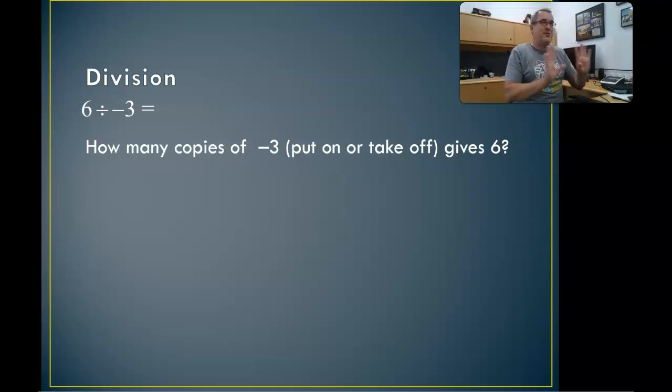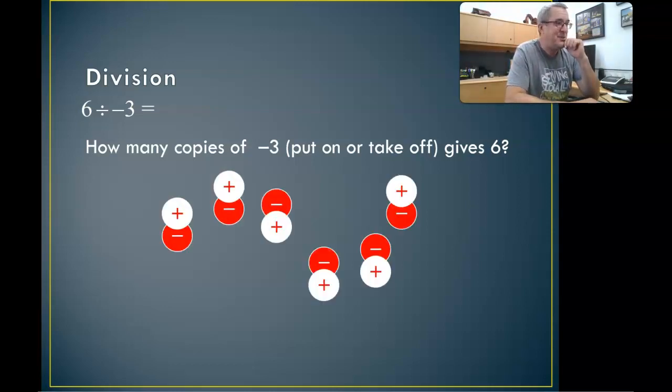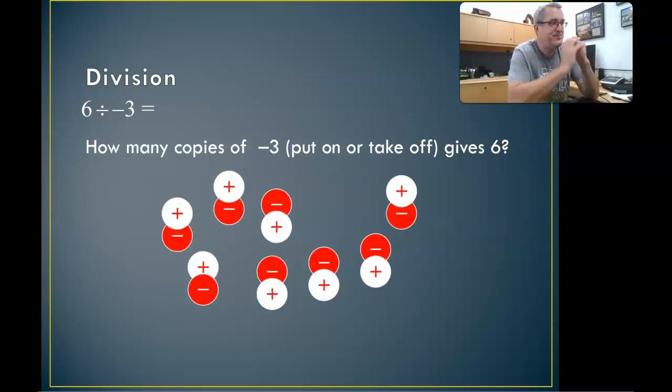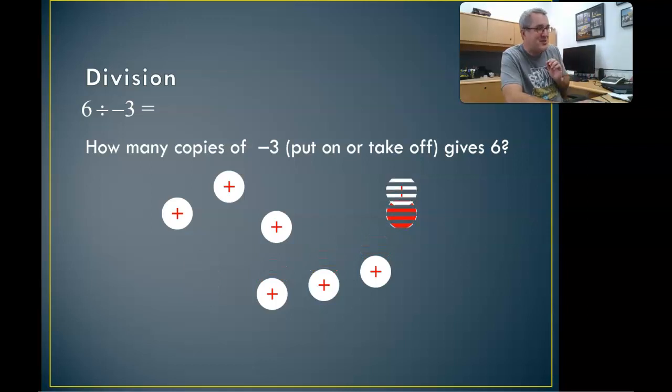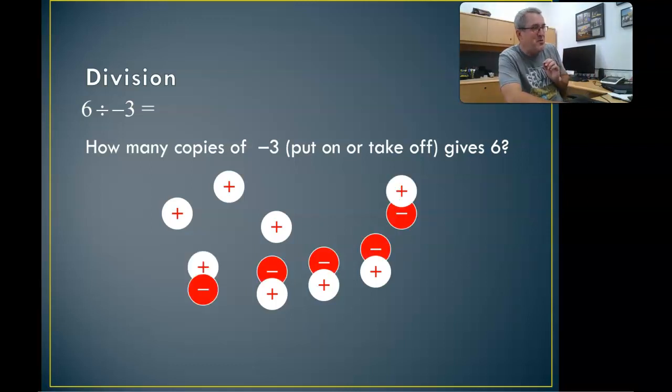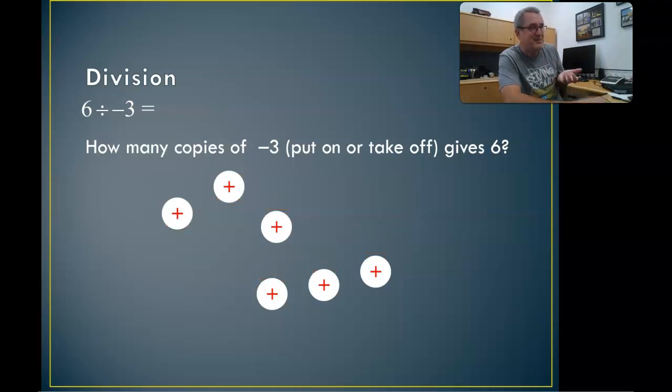Or instead of creating copies of negative 3 until you get 6, what if we removed copies of negative 3 until we got 6? So we start with our sea of zeros again. And then removing is an opposite act, so I know my answer is going to be negative. I'm going to remove a group of negative 3. I'm going to remove a group of negative 3. I got some extra zeros there. But when I removed groups of negative 3, I got left with the positive 6.